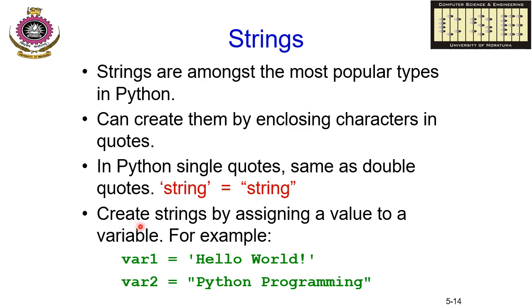So how do you create a string variable? That is done by assigning a value to a variable. For example, var1 is equal to, within single quotes, 'Hello World', and var2 can be, within double quotes, "Python Programming". Both these are strings. var1 and var2 are both strings that have been assigned values.